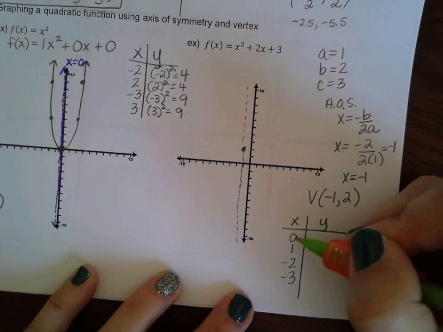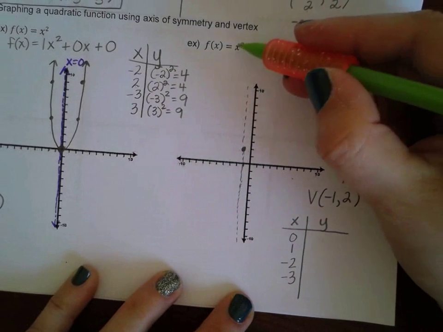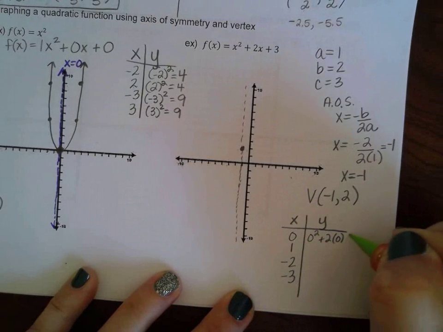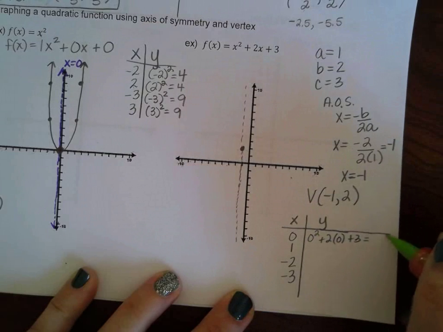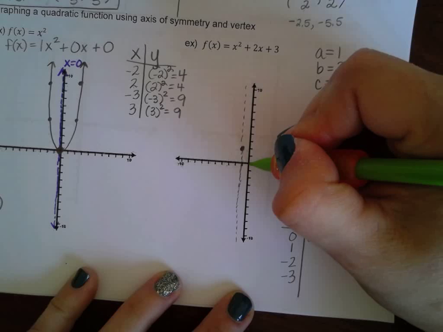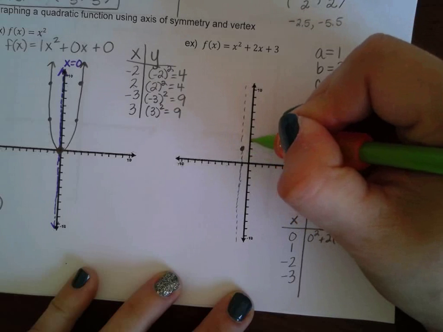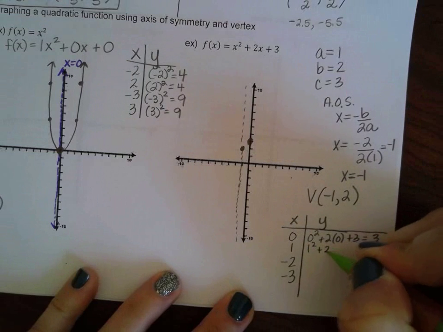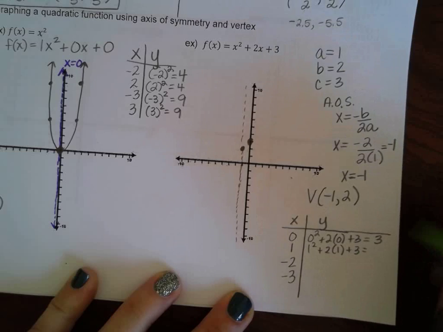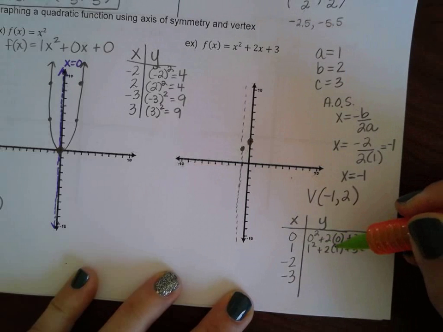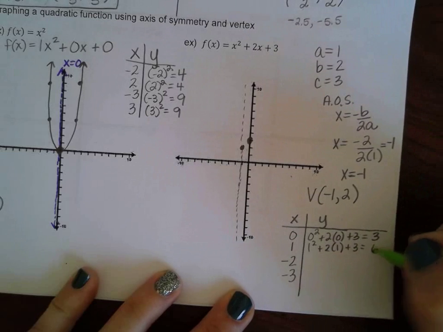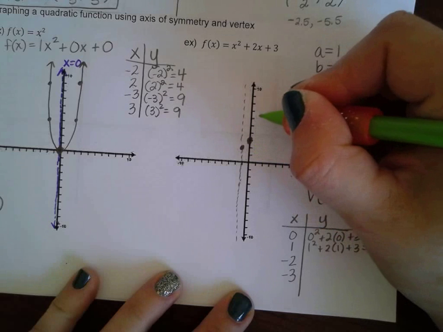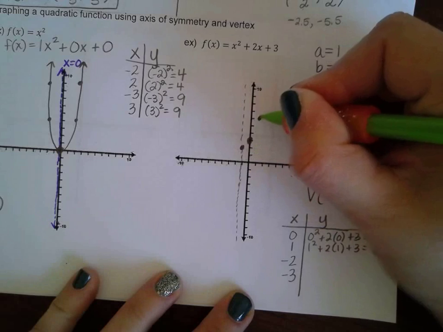Okay, so to find the y coordinate, you're going to put a 0 in everywhere that you see an x. So this would be 0 squared plus 2 times 0 plus 3. That's going to be equal to 3. So you're going to go 0 and then up 3. 1, 2, 3. Put a point. If you put a 1 in, it'll be 1 squared plus 2 times 1 plus 3. So this is 1 plus 2 is 3. 3 plus 3 is 6. So over 1, up 6. 1, 2, 3, 4, 5, 6. So we're going to put a point right there.